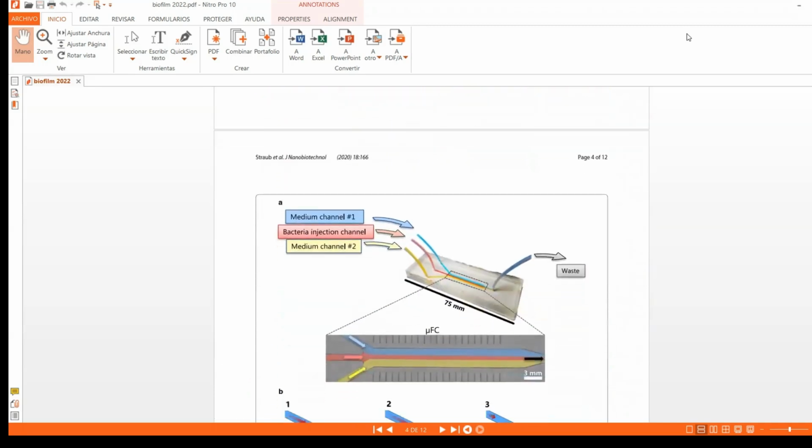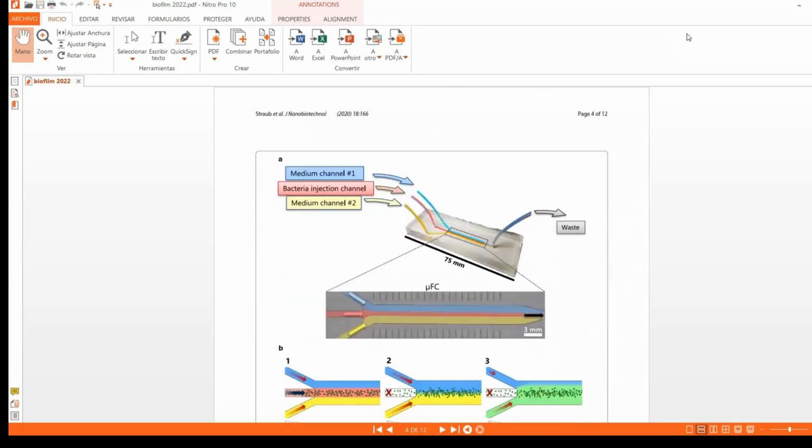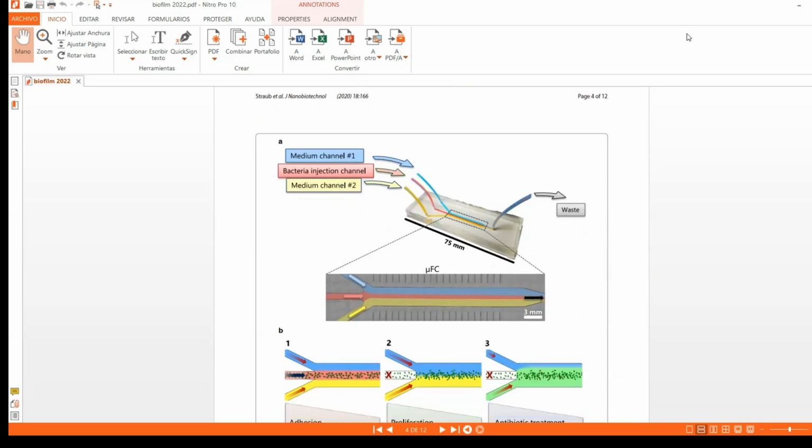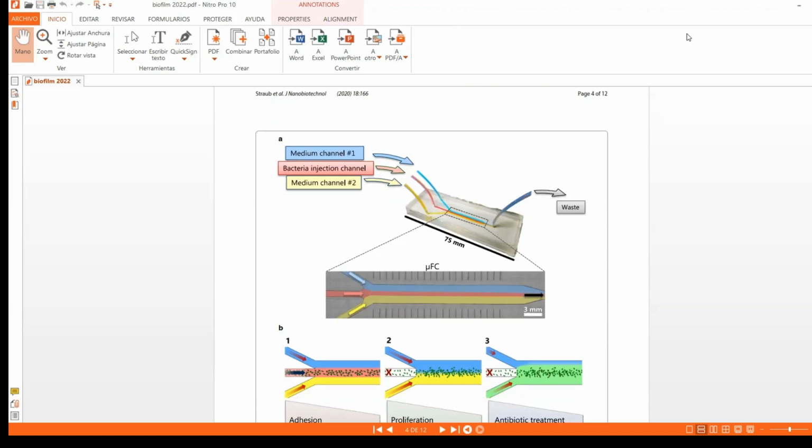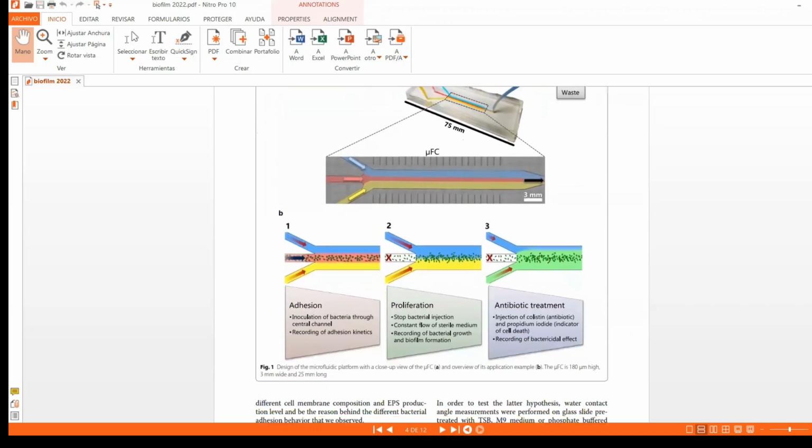Here we have the schematic, the design of the microfluidic device, and it has 3 inlets, one for medium channel 1. In the middle, they have the bacteria injection channel, and the third was the medium channel 2, and it has the waves.